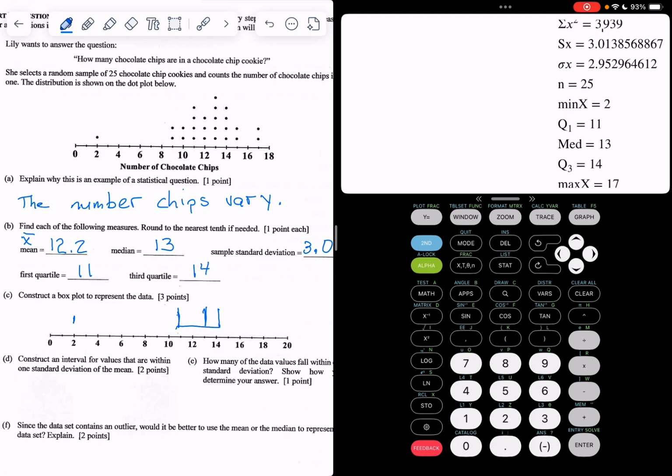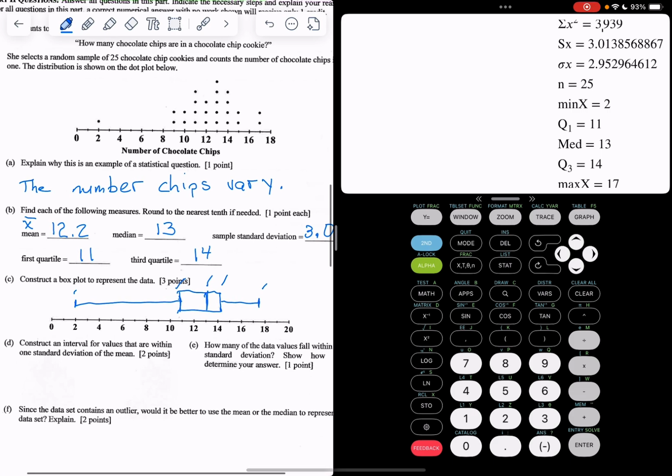So that's the box in the box plot. Right, and then you could extend this here. And the maximum value is 17. So 17, we'll put a little line there. And that's what your box plot should look like. It's minimum value, first quartile, the median, the third quartile, and the maximum value.